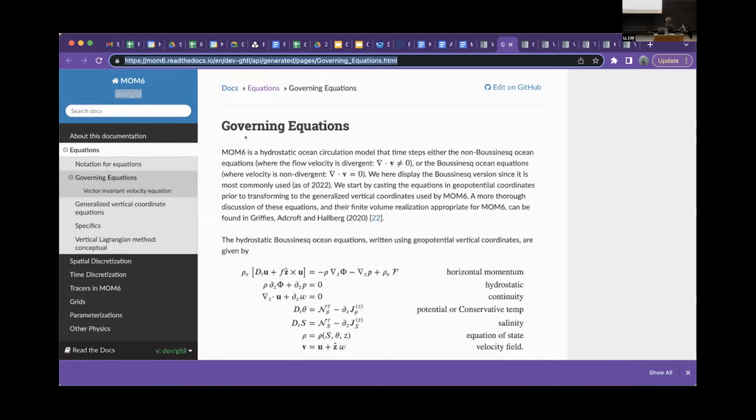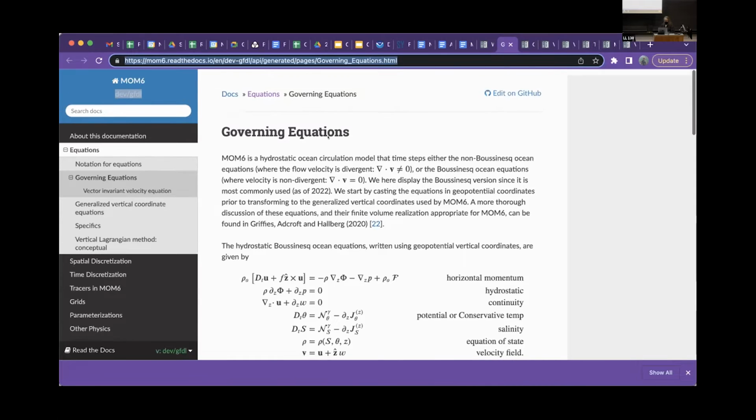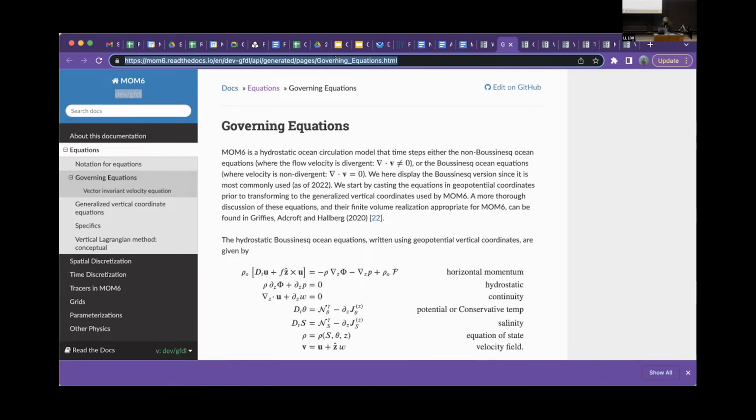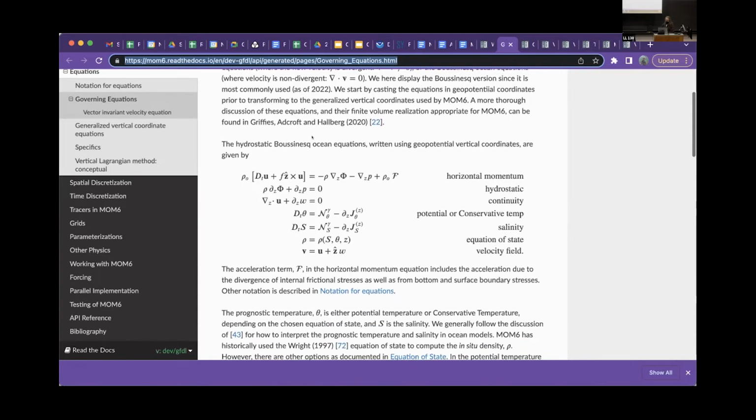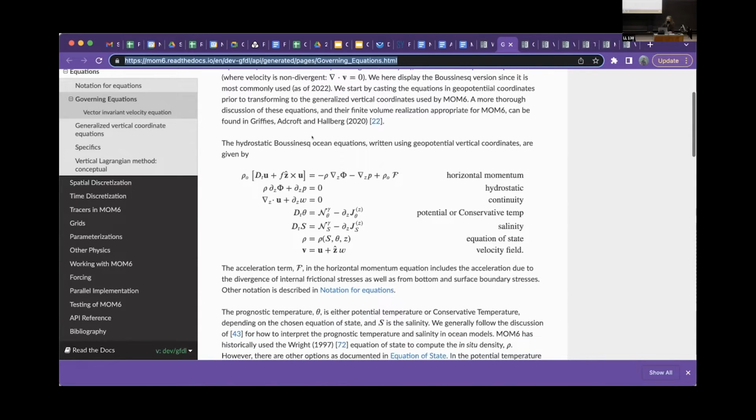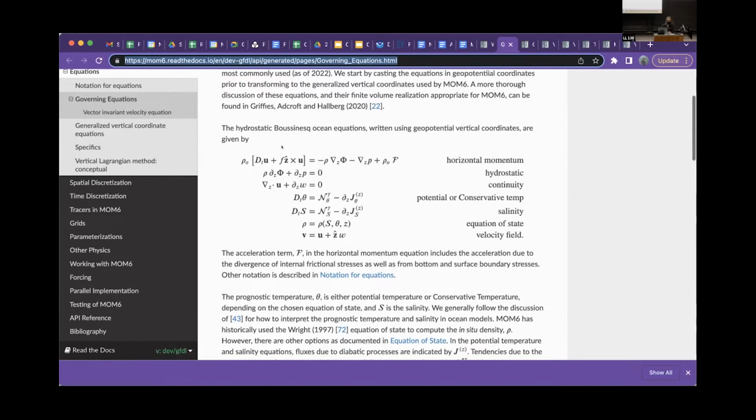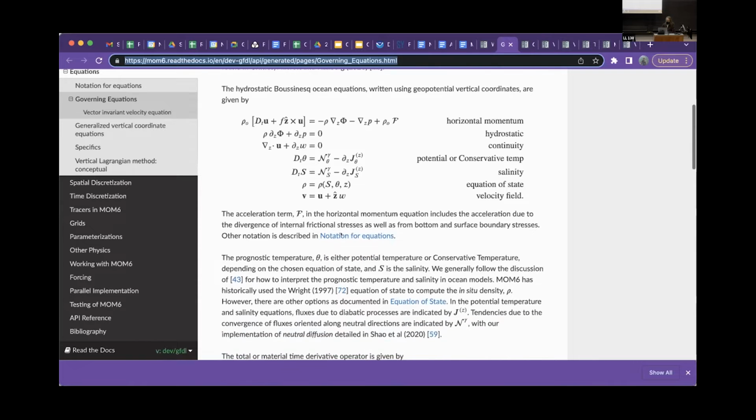So these are the governing equations of the model. It's a hydrostatic model, and it has a non-Boussinesq or Boussinesq option. And the documentation here is just to be simple, following the Boussinesq approach. It's very analogous to the non-Boussinesq. These are written in Cartesian coordinates, and I'll go down to the generalized vertical coordinates in a few slides. Horizontal momentum, hydrostatic, continuity, tracer for temperature, potential temperature or conservative temperature, salinity, in situ density, and velocity.